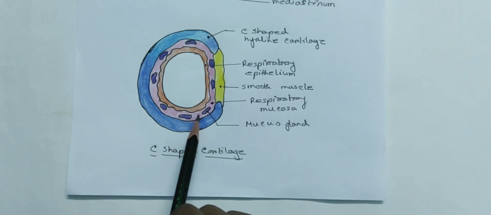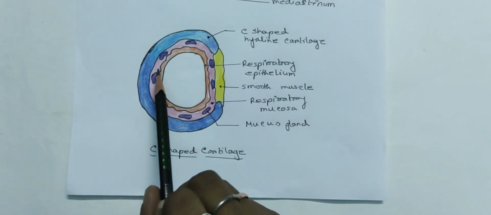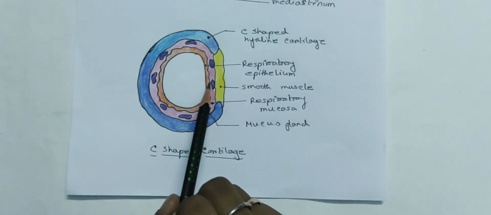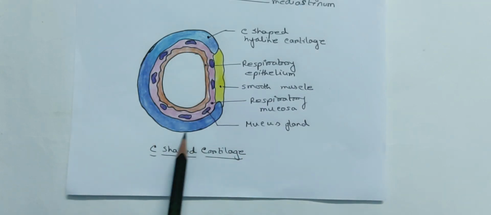They secrete mucus. And on the inner side of this mucosa layer, there is the respiratory epithelium. And here are the smooth muscles. So this is the structure of the C-shaped cartilage.